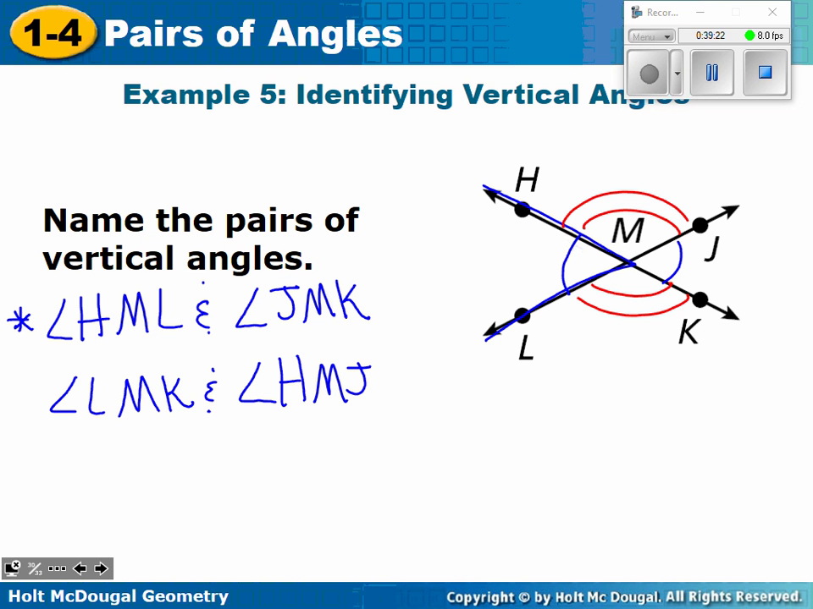Basically, it's just a bunch of vocabulary. Linear pair, complementary, supplementary, vertical, and adjacent. Big ideas for 1-4.